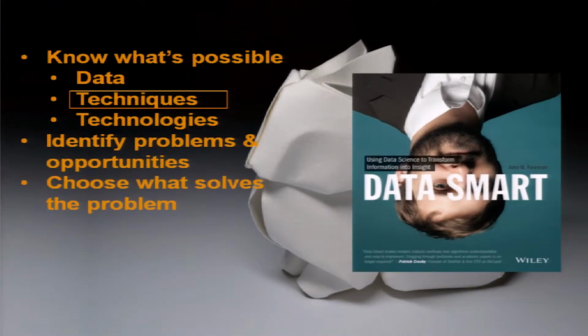If I know all that's possible first, and then I identify problems or opportunities to solve, then I can choose everything from this list above: choose the right data, the right techniques, the right technologies that solve that problem. So this is kind of a more orderly approach to business. And for this techniques thing, you can buy my book and learn all about them. It's basically just a survey of various data science techniques available to you.